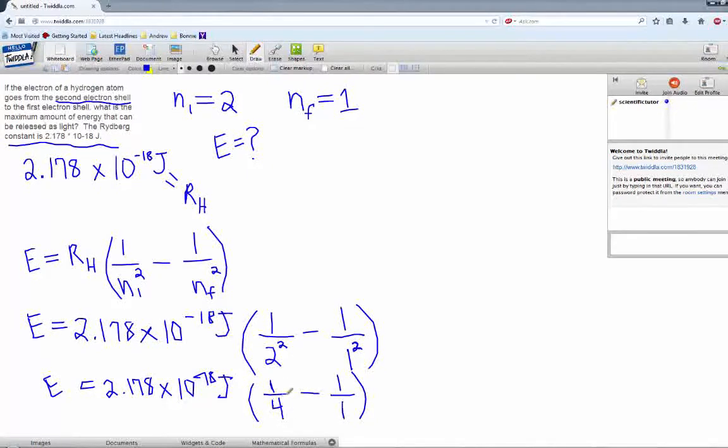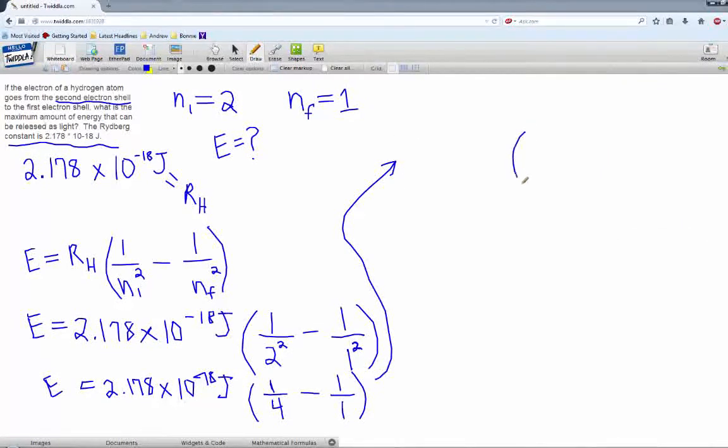If we simplify these into decimals, they become 1 divided by 4 is 0.25 minus 1 divided by 1 is just 1. All of this is still equal to E and is multiplied by 2.178 times 10 to the negative 18th joules.